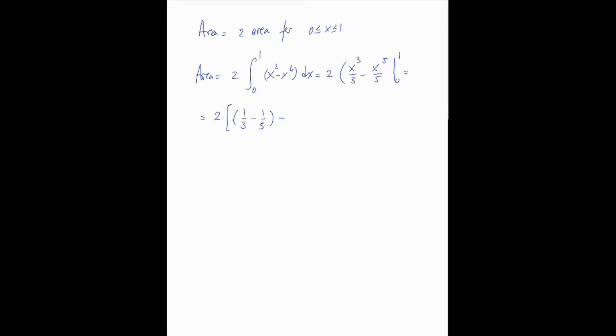And for 0 it is 0/3 minus 0/5. Okay, this is for x equals 1. This is for x equals 0. So that's 2 times 1/3 minus 1/5. 5 minus 3 is 2. So that's 2 times 2 over 15. Or the area is equal to 4 over 15.